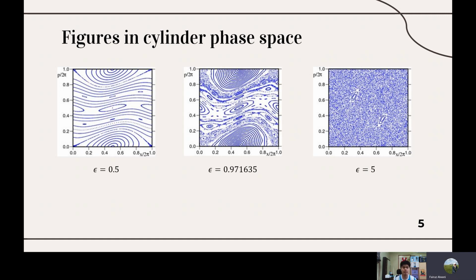Okay, so as we increase the value of epsilon until it reaches 0.971635, as we can see, the island chains remain while the KAM tori have started to dissolve. So why do we choose this precise value? Because at this exact moment, the KAM tori just started to dissolve. And as we increase epsilon to 5, we can see that the KAM tori and some island chains have already dissolved, while only a couple of island chains remain.